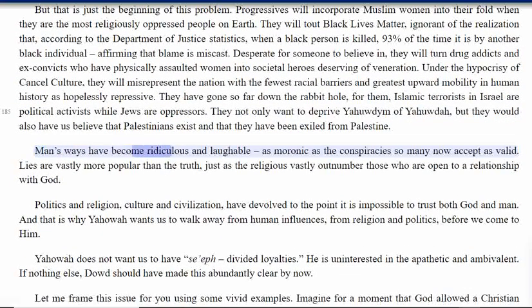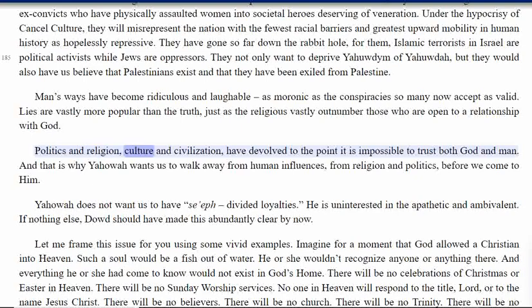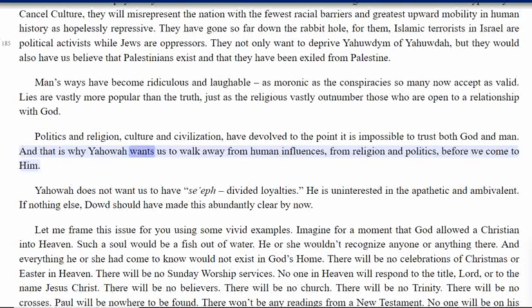Man's ways have become ridiculous and laughable, as moronic as the conspiracies so many now accept as valid. Lies are vastly more popular than the truth, just as the religious vastly outnumber those who are open to a relationship with God. Politics and religion, culture and civilization, have devolved to the point it is impossible to trust both God and man. And that is why Yahowah wants us to walk away from human influences, from religion and politics, before we come to him.